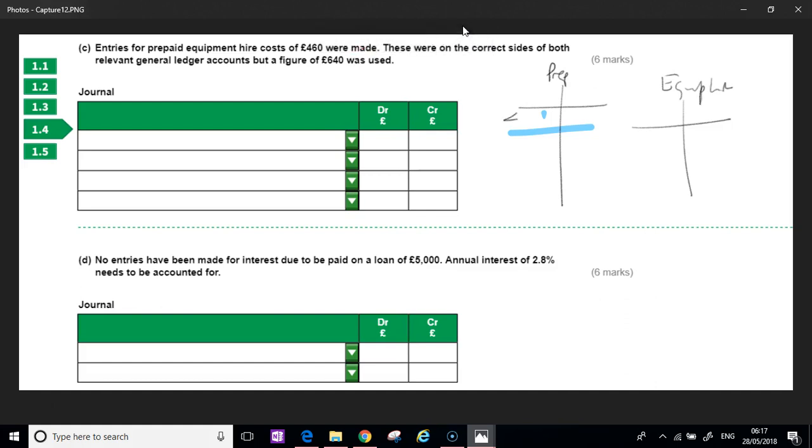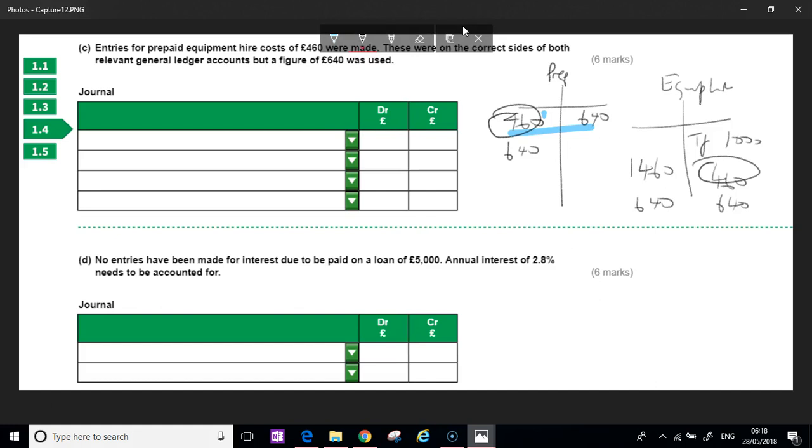So prepayment would have been 460, and I have 460, right? Because maybe you paid a certain amount, maybe 1,460, but you should only have paid £1,000. So this is how the double entry would have occurred: debit prepayment and credit the equipment hire, because I can only transfer £1,000 to the income statement. This is just me making up an example. But they're telling you that these were on the correct side, but a figure of 640 was used instead of 460. So if I need to fix this, what I should do, which is what your answer will probably do, is take these out first. So 640 here, 640 here, and then put the 460 correctly.